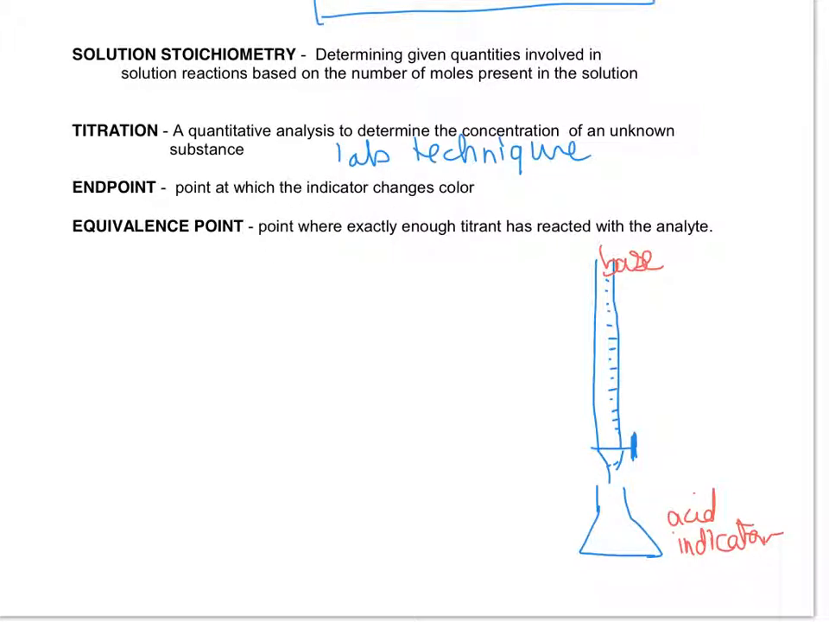But usually, if you're doing an acid-base reaction, you add an indicator, and that tells you when to stop your reaction. So the idea is, let's go with the acid-base example here.